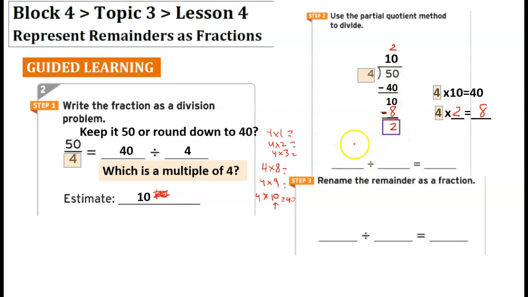My answer for this one would be 50 divided by 4. It has a remainder of 2, and 10 plus 2 is 12. So we can rewrite this as a fraction. 50 divided by 4 is 12 with a remainder of 2/4.